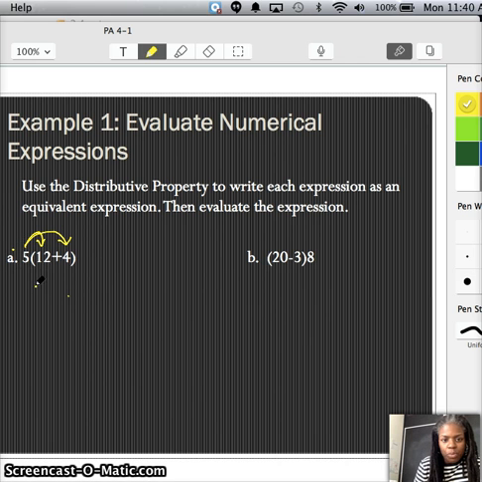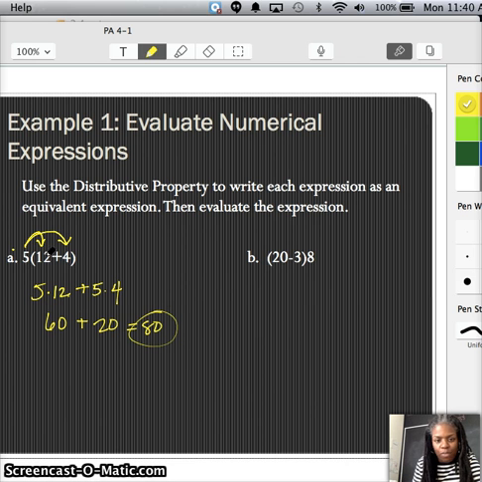So 5 times 12, I'm going to actually write it out, though we usually don't do this all the time. I'm going to write this in an intermediate step. 5 times 12 is 60. And then 5 times 4 is 20. 60 plus 20 is 80, and that's my answer for that, right? If I had taken 12 plus 4, I would have gotten 16. 16 times 5 is 80, so we see that it's true.